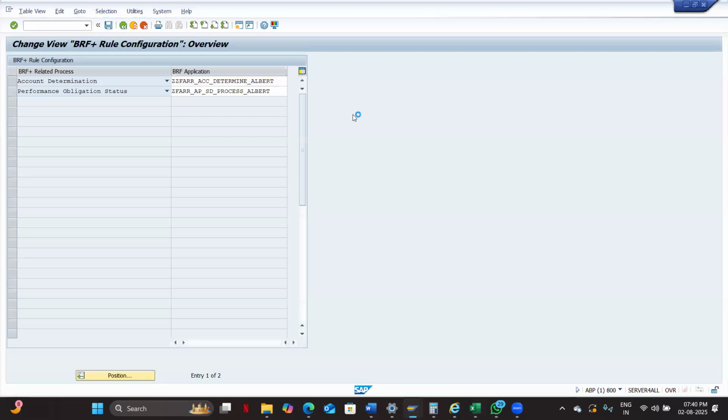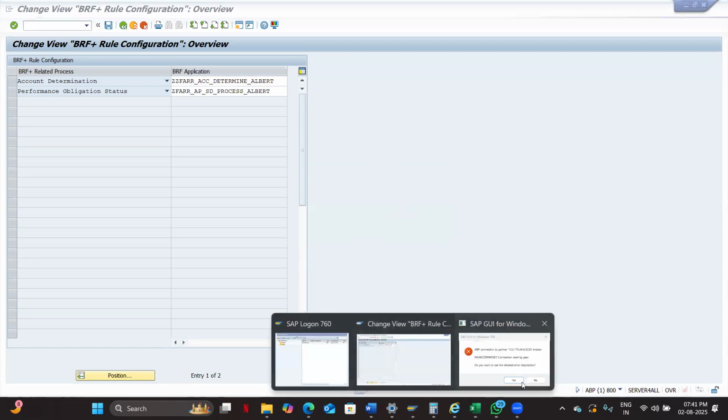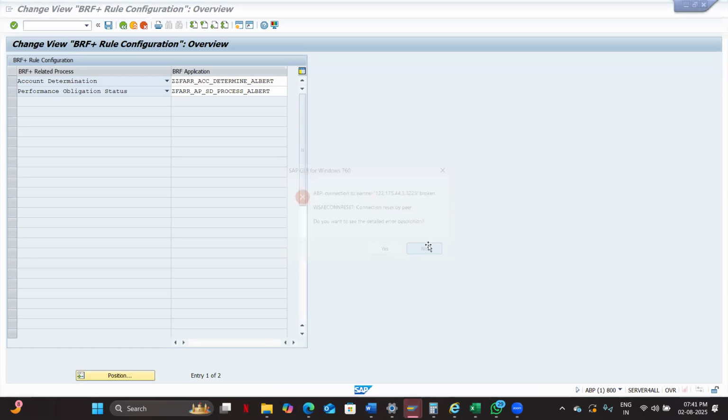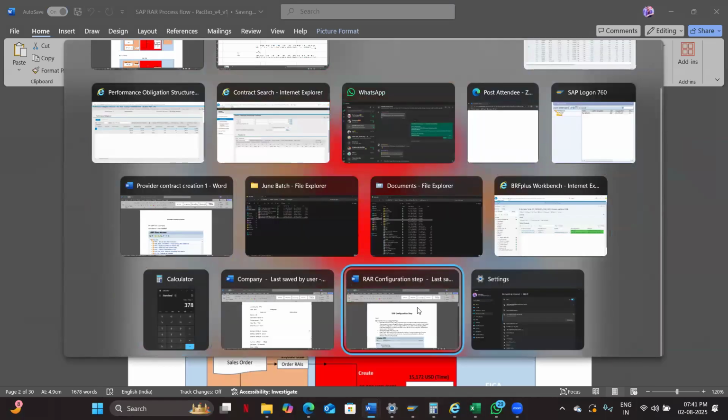It was not open this time, so that is the reason it needs to be opened again. Yeah, let me open SAP.